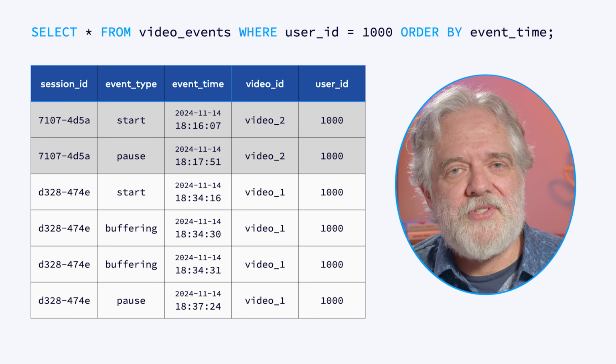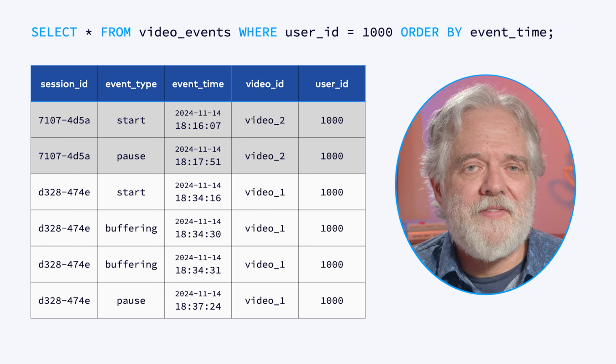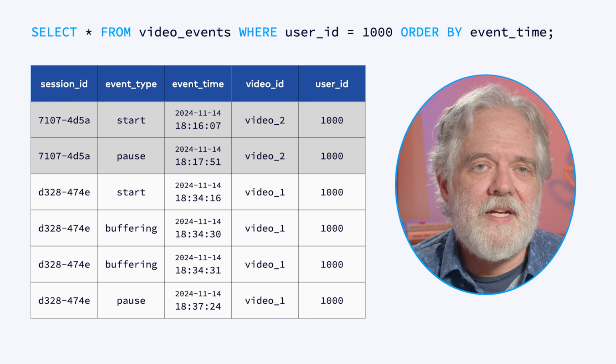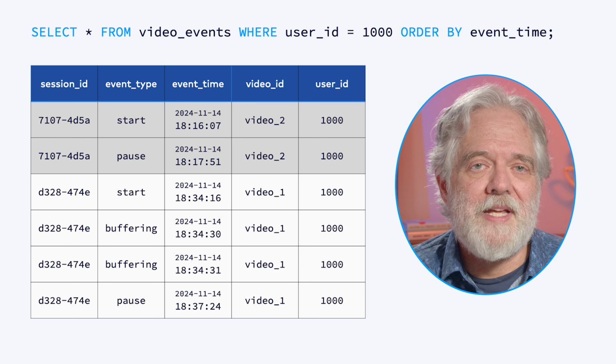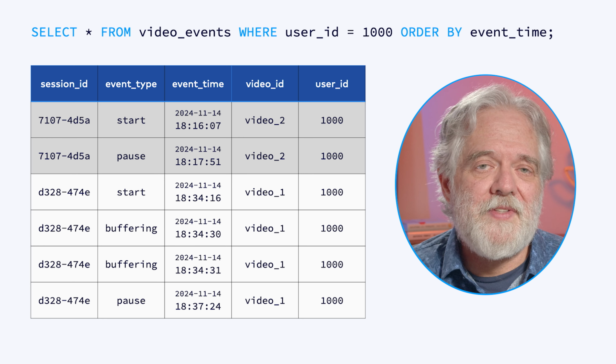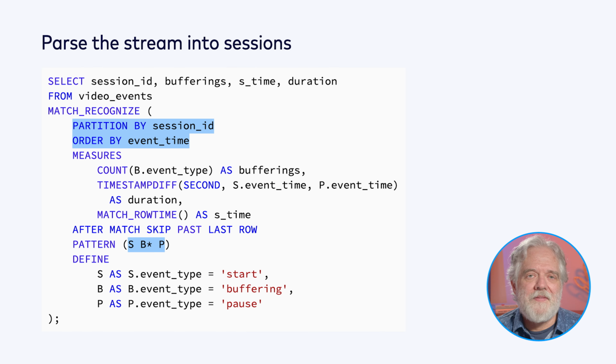This table shows 2 sessions, the first of which had no buffering events, while the second session had 2 buffering events. Of course, occasional rebuffering is just normal and can be caused by issues in the user's networks. But widespread service degradation is something the video-on-demand service operator will want to investigate. This match recognize pattern captures how this stream works.